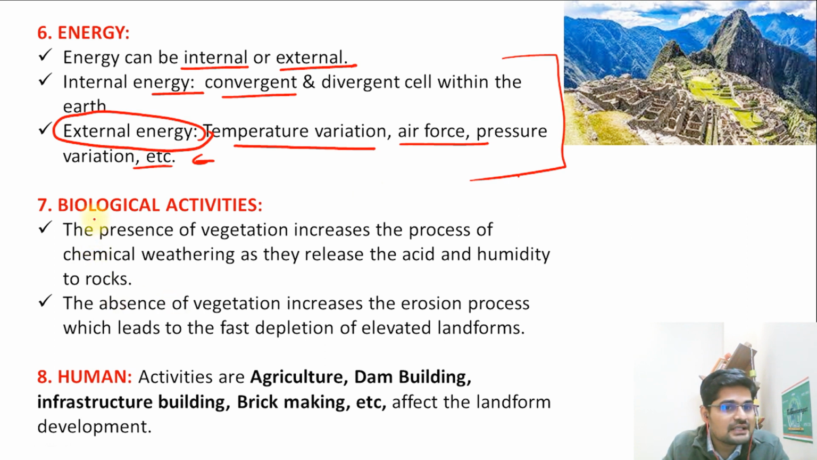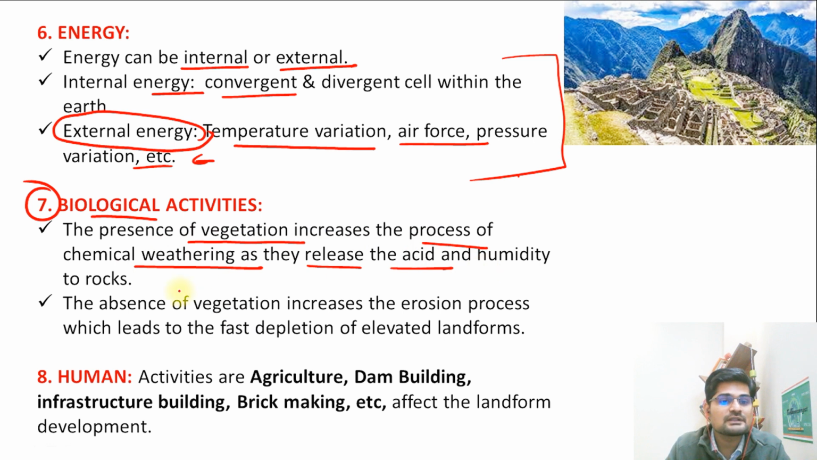Then comes biological activity as the seventh factor. We have already learned biological weathering in detail in the weathering lecture. The presence of vegetation works in both ways. It increases chemical weathering as roots release acid and humidity to the rocks. That is one point. And if vegetation is absent, it increases the chances of erosion. So in both ways, biological activities take place.